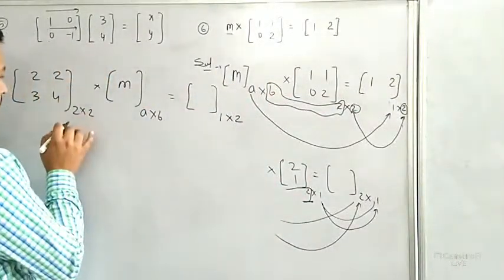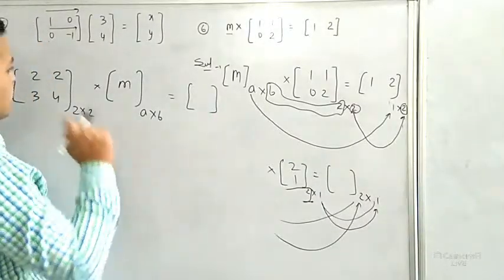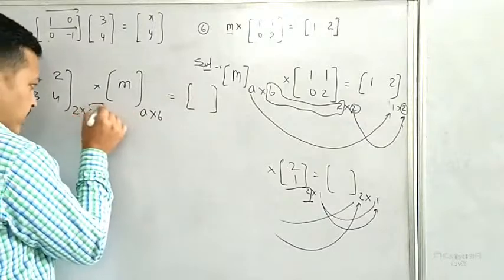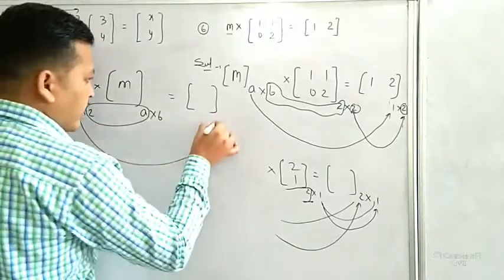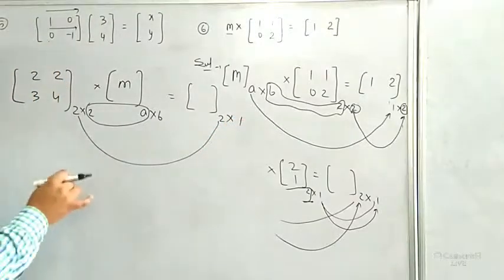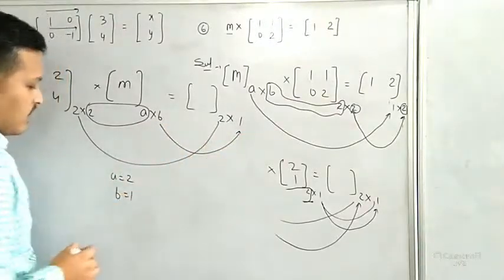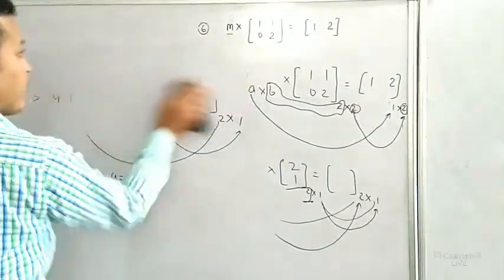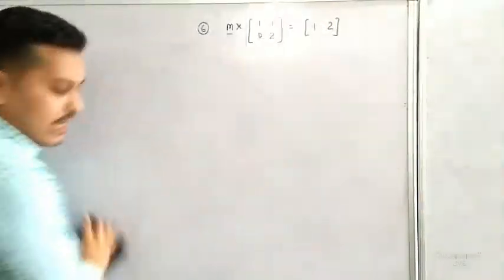Look, this will change a little. According to the condition, this is equal to this. Next, 2 is equal to here 2 into, and B is equal to this 1. So now A is equal to 2 and B is equal to 1. So 2 cross 1. Hope you understand this type of question. But our question is: find the order of M, and the second part is find the value of matrix M.